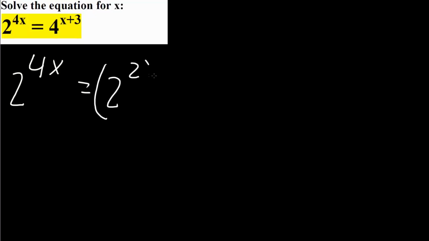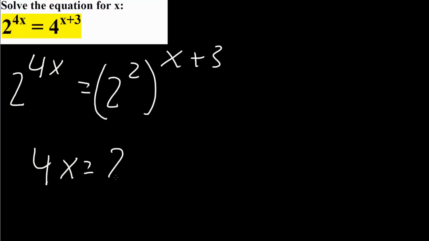We don't have a common base. This is 2 and this is 4. But we can get a common base. So we have 2 raised to 4x is equal to, instead of saying 4, we could say 2 squared. 2 squared is equivalent to 4, raised to x plus 3. And now we're using one exponent rule. So we would get 4x is equal to 2 parentheses x plus 3. Because now we have a common base of 2, and we're just distributing the 2 here over to this side.